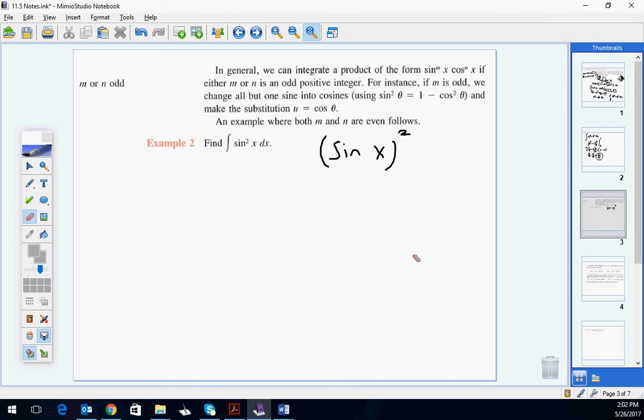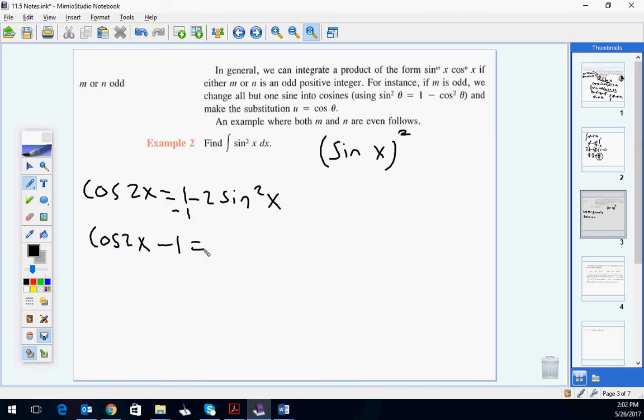So I'm going to go to another formula here. We are going to look at the double angle formula of cos of 2x. Why did I pick that? It's got a sine squared in it. So what I'm going to do is solve for sine squared, because this doesn't have any exponents on it. So I'm going to go -1.